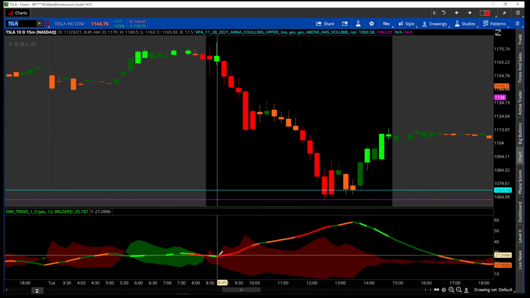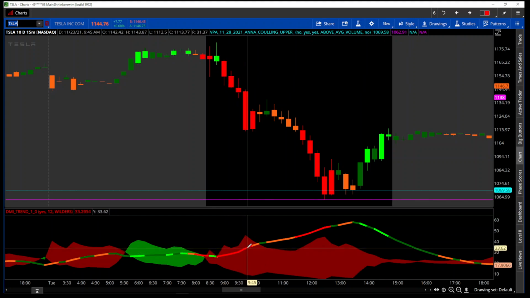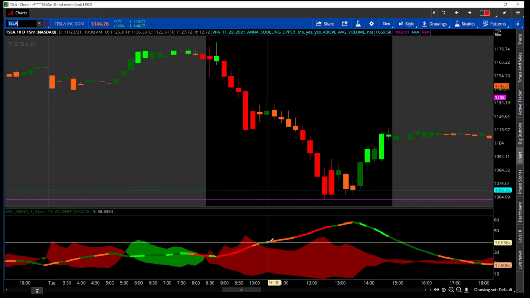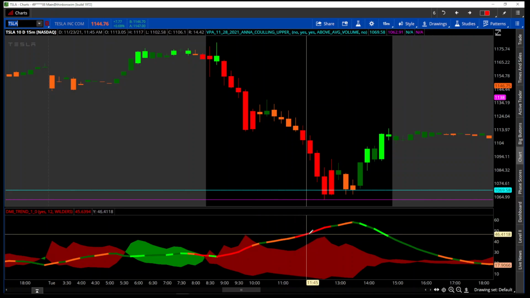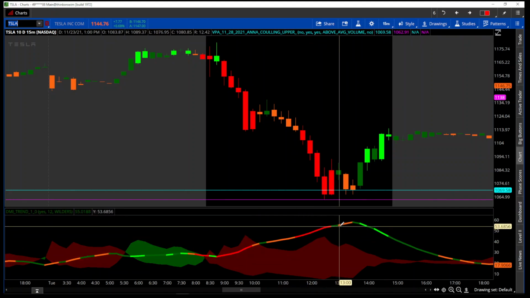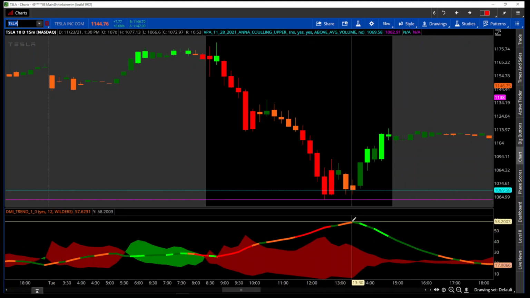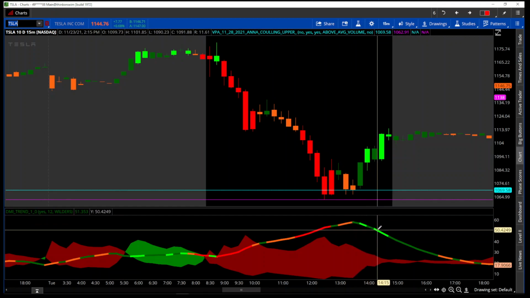And as you can see, this really strong trend right here to the downside. ADX is rising. That trend to the downside was very bad. This is a weak trend up.